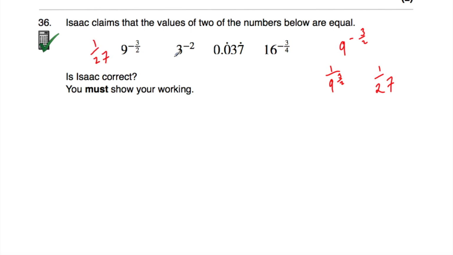Okay, next, 3 to the power of minus 2. Because it's got a negative power, we're going to do 1 over 3 squared. And 3 squared is 9, so that's 1 over 9. So that's 1/9. Okay, so we've got 2 more here.